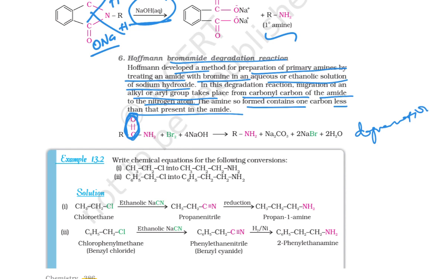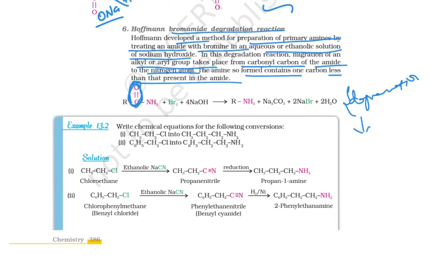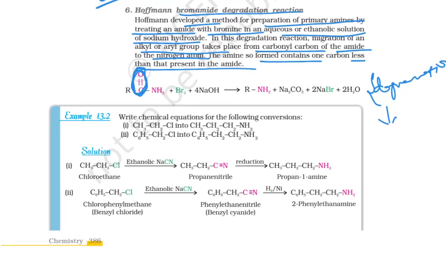Degradation means the number of carbons decreases. That we call the Hoffman bromide degradation. So what we are doing in the first reaction: look here, there is ethyl chloride. It can be converted into propanamine. So one carbon is more, right? So it should react with CN, right?